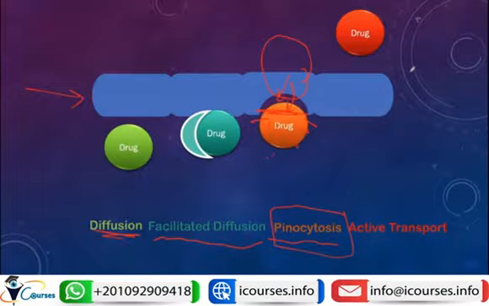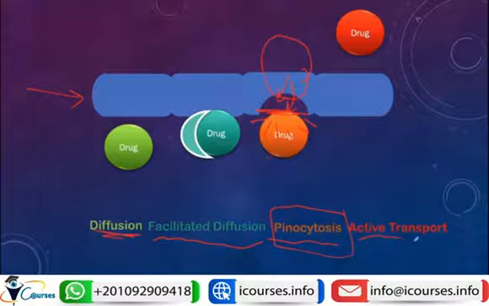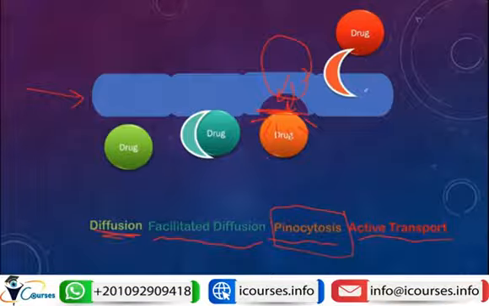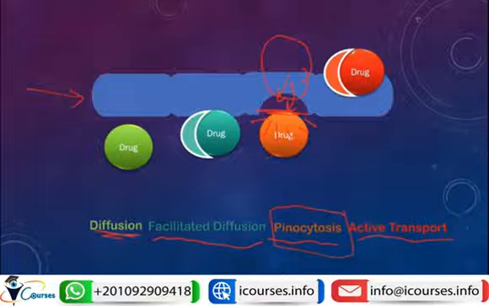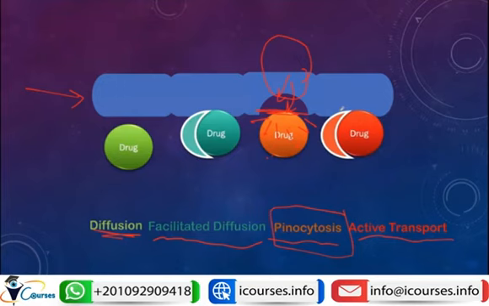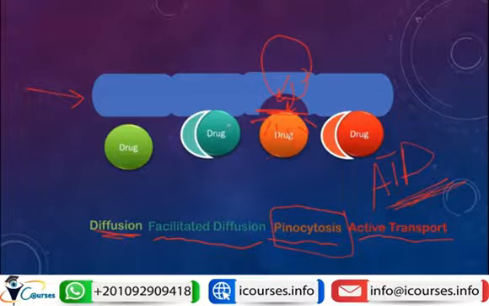Finally, the active transport. Again, it is one of the mechanisms that also has a carrier. So there is a carrier that will take the drug, but this carrier, in order to take the drug inside, will need ATP or energy, and this is what's called active transport. So facilitated diffusion and active transport need a carrier, but facilitated diffusion doesn't require energy, while active transport requires energy.